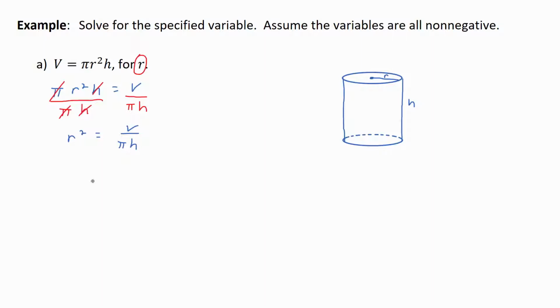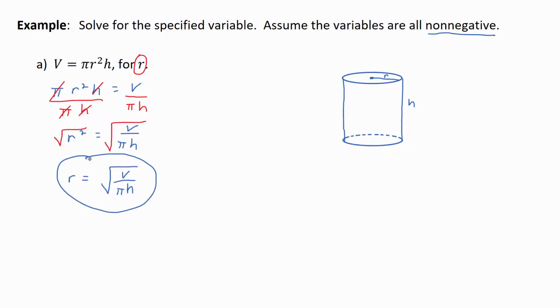Now, we don't want r squared, we want r. So what reverses squaring? Oh, square rooting. So if you want to undo squaring the r, take its square root. If you want to balance things out, do it to both sides. And then the square root of r squared is just r. Don't worry about the plus or minus out in front because we're assuming all variables are non-negative. And we'll just leave it as the square root of V divided by pi times h on the right side.